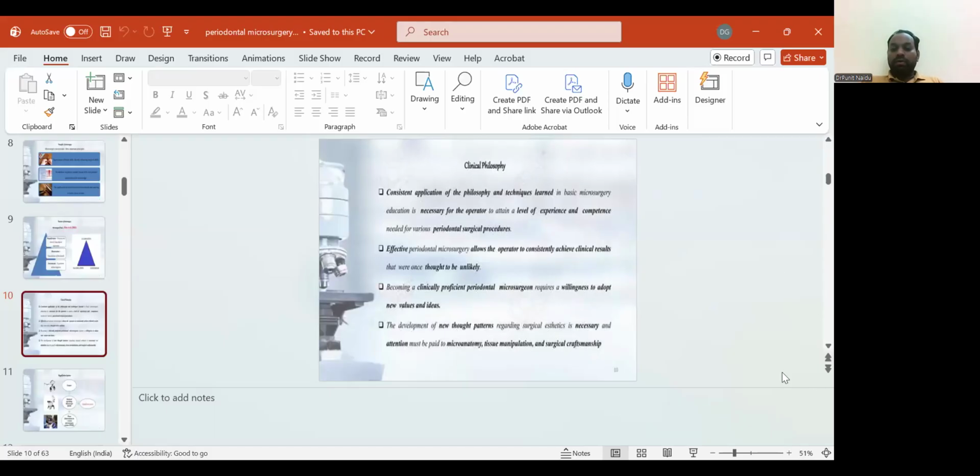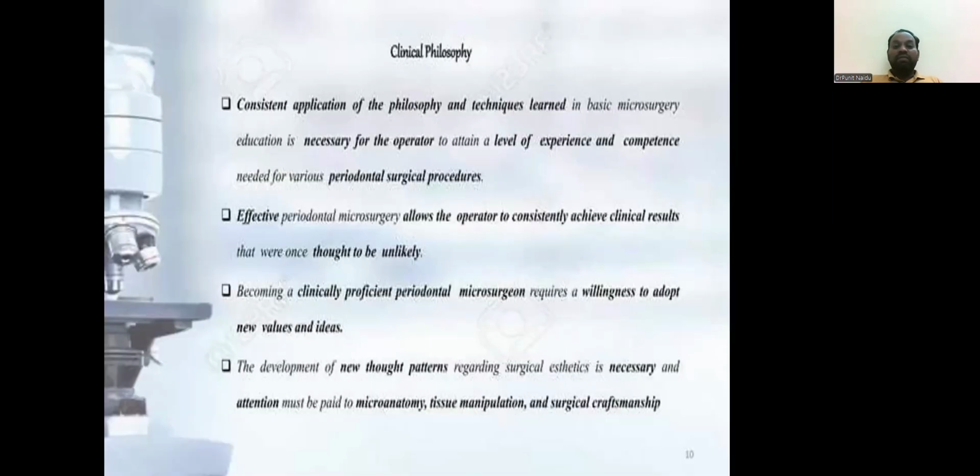The purpose of microsurgery is that effective periodontal microsurgery allows the operator to consistently achieve clinical results that were once thought to be unlikely. A clinically proficient periodontal microsurgeon requires a willingness to adopt new values and ideas. The development of new thought patterns regarding surgical aesthetics is necessary, and attention must be paid to microanatomy, tissue manipulation, and surgical craftsmanship.